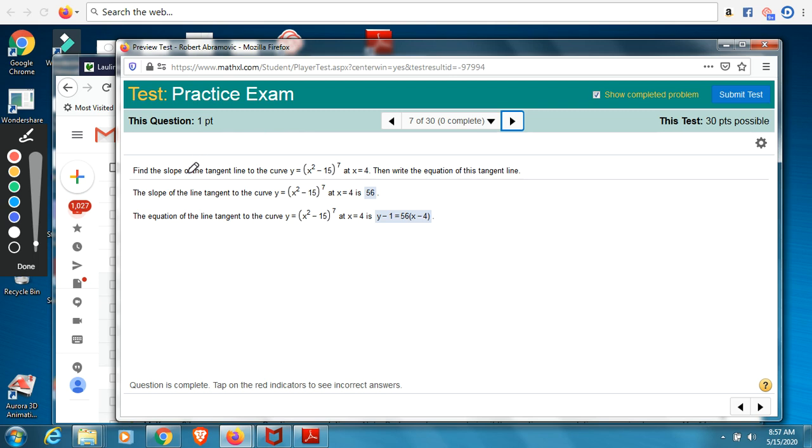Next question is find the slope of the tangent line to the curve y equal to x squared minus 15, to the 7th, at x equal to 4. Then write the equation of this tangent line. So same problem, but in this case, differentiating this function requires the chain rule or equivalently the generalized power rule. Now, what's the slope of the tangent line? To find this, we need to differentiate this function, x squared minus 15 raised to the 7th power. What is the derivative of this function?